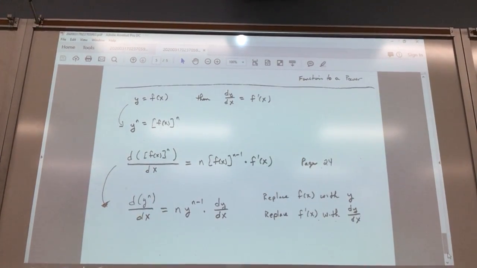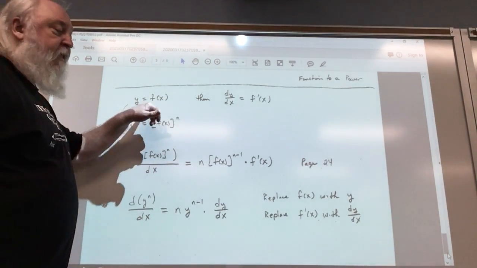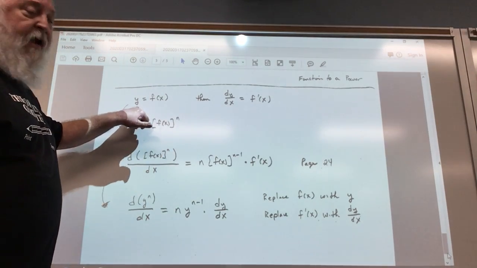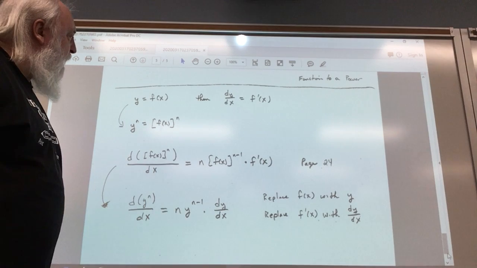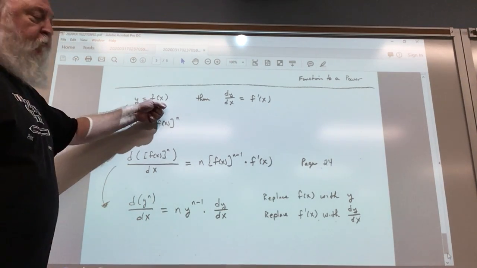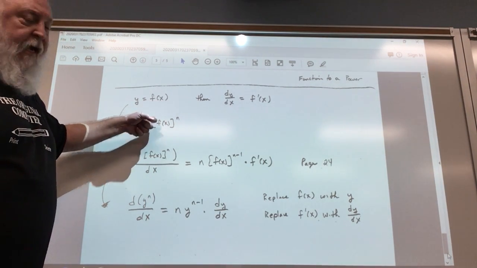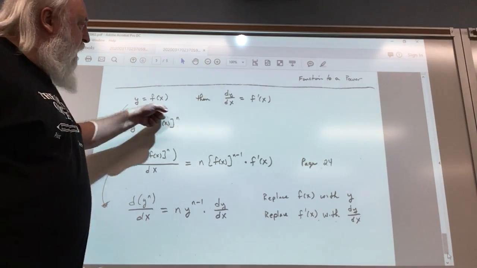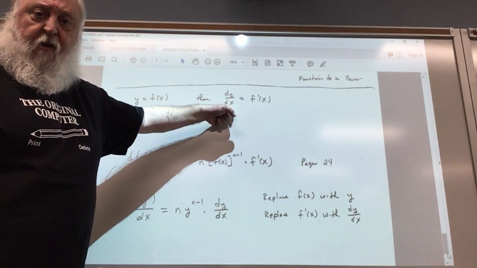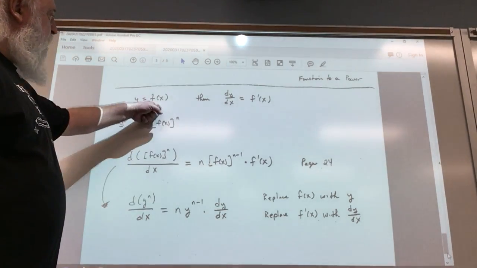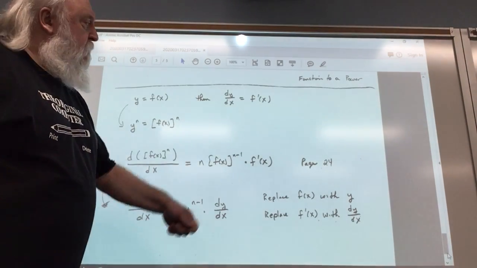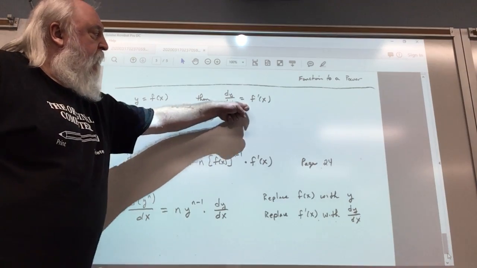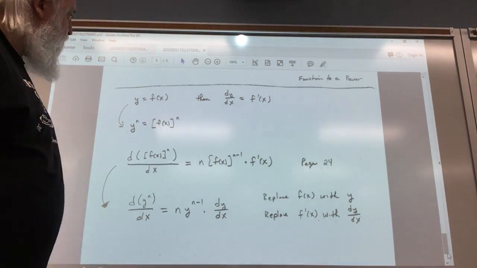In this example, y is a function of x. Remember, y values and function values are the same, so y is equal to f of x. If we differentiate both sides with respect to x, the derivative of y with respect to x is denoted dy over dx, and the derivative of f of x with respect to x is denoted f prime of x. So dy over dx is equal to f prime of x.